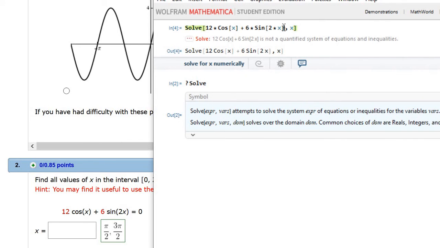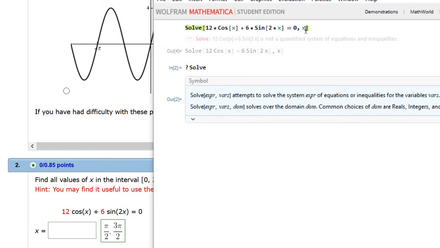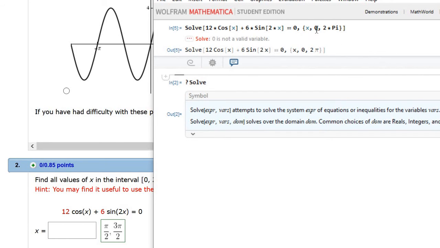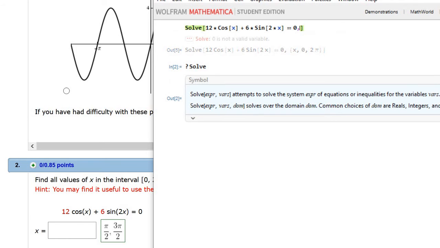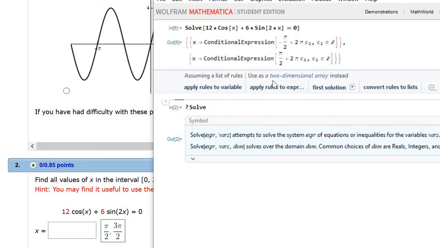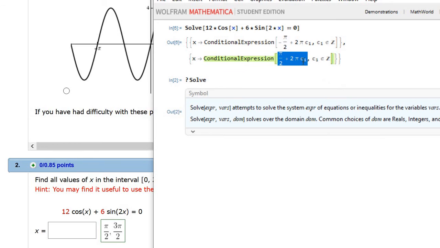Oh, I forgot to put my equal sign. Double equals 0. And then we do, let me try this again. So it won't do that. All right, so it gave me this conditional expression when I set it to 0. And what this means is it's pi over 2 plus 2 pi times an integer. Now, I want the answers that belong between 0 and 2 pi.